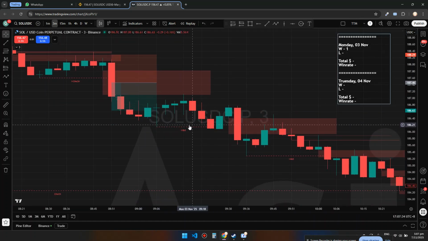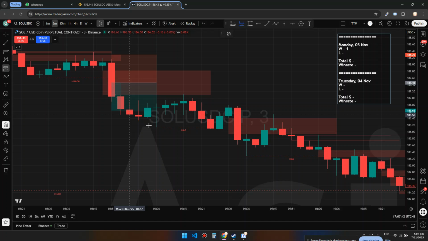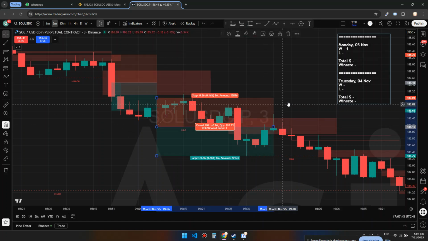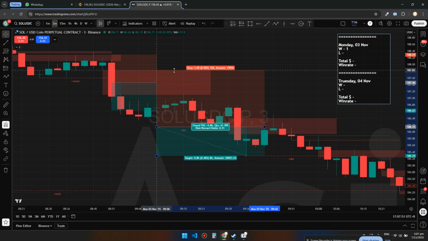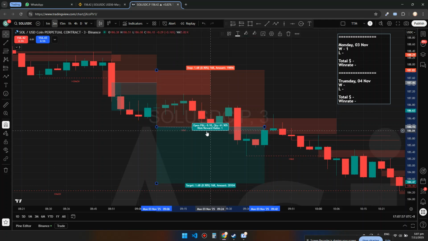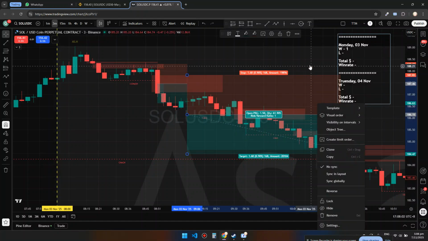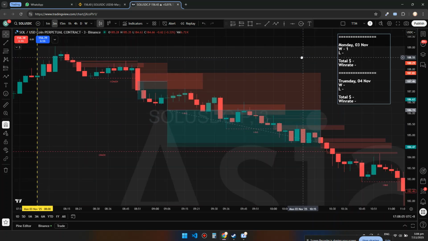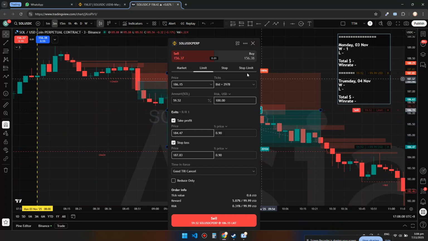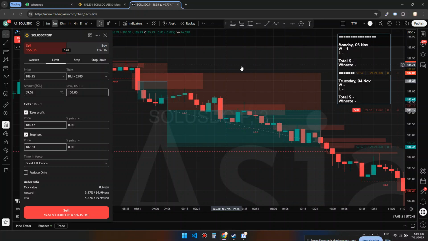Okay, next here there is this break of structure. So same thing, I'm gonna put here and I'm gonna put my stop loss behind the fair value gap. And I'm going to risk reward 1-to-1 ratio. Okay, so how do I enter the order again? Create limit order, create limit order, okay.